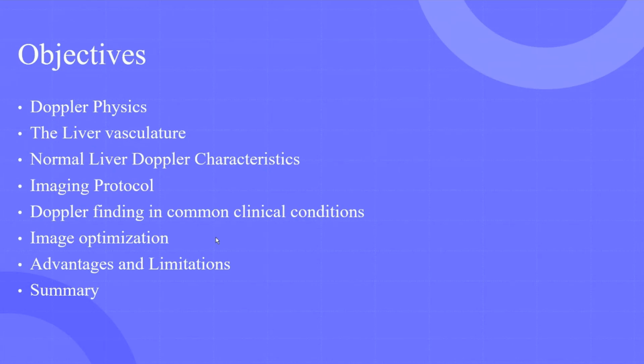So these are today's objectives. We'll touch a bit on Doppler physics. After that will be the liver vasculature. After that, I'm going to talk about the liver Doppler characteristics and imaging protocol, Doppler findings in common clinical conditions, and image optimization, advantages and limitations, and the summary.